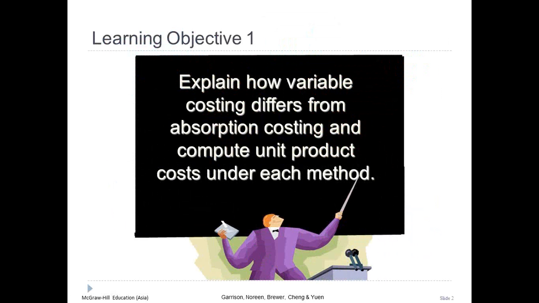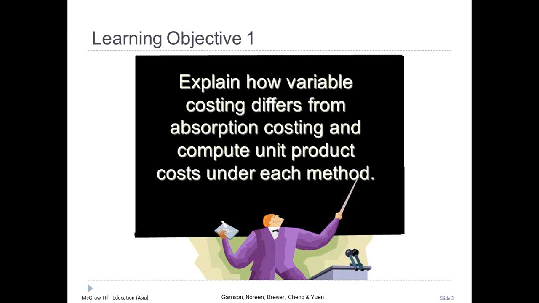The learning objective in this chapter will be how to understand variable costing, and how it differs from absorption costing, and the way to compute unit costs under each method. There are two general approaches used for valuing inventories and cost of goods. So these two approaches will be discussed in great detail in the next few minutes.